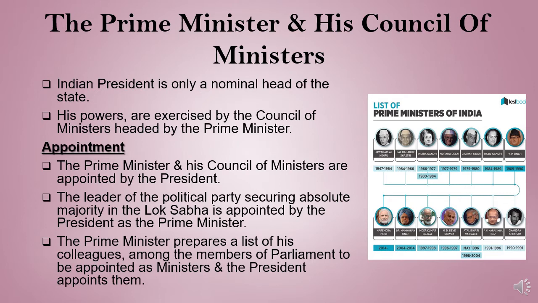प्राइम मिनिस्टर खुद लिस्ट बनाते हैं कि who will be going to work in his team among the members of the parliament to be appointed as ministers. तो वो member of parliament में से अपनी team create करते हैं and he gives that list to the president and the president appoints them. Okay, I hope it's clear now.